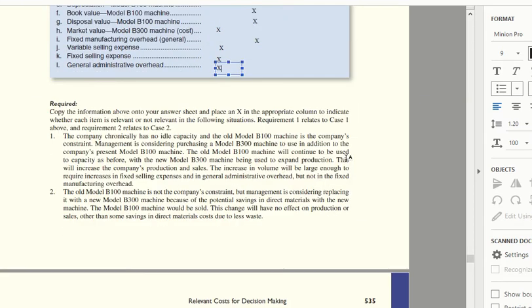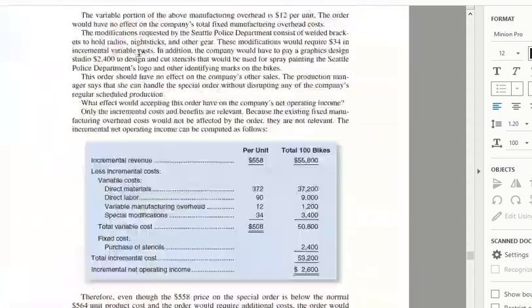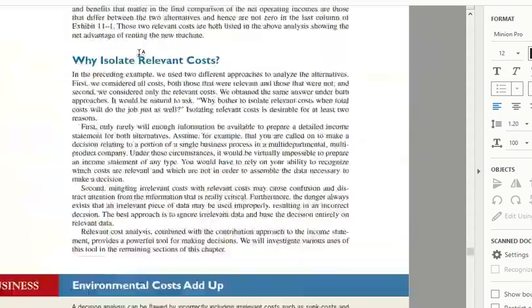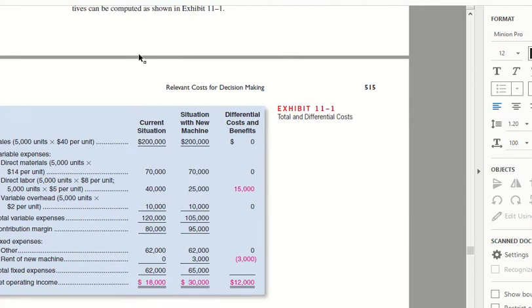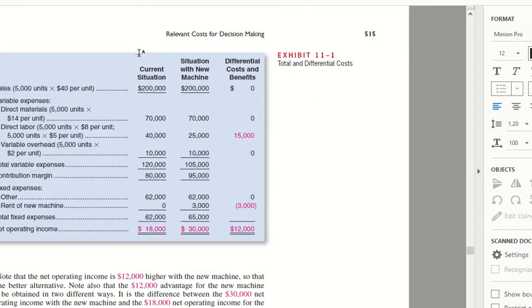Okay, case 2. Model B100 is not the company's constraint, but management's considering replacing it with a new model. Potential savings in direct materials with the new machine. The B100 machine would be sold. The change would not affect the production or sales, but there are some other savings in direct material due to less waste. So it says it's not going to affect it. If you go back to 550, oh sorry, it's probably not the same page for you. 515. It's cut off a little bit, but you can see that they're going to buy a new machine, and it's not going to affect their production very much.